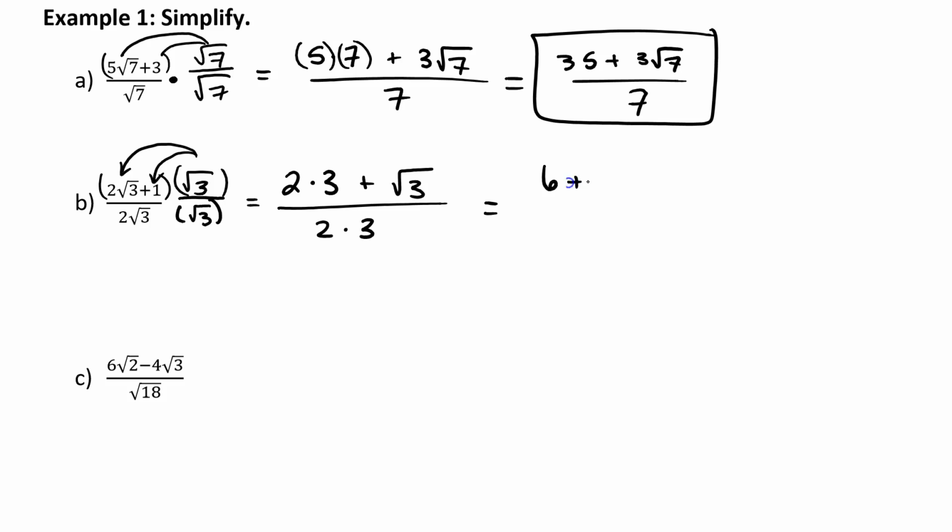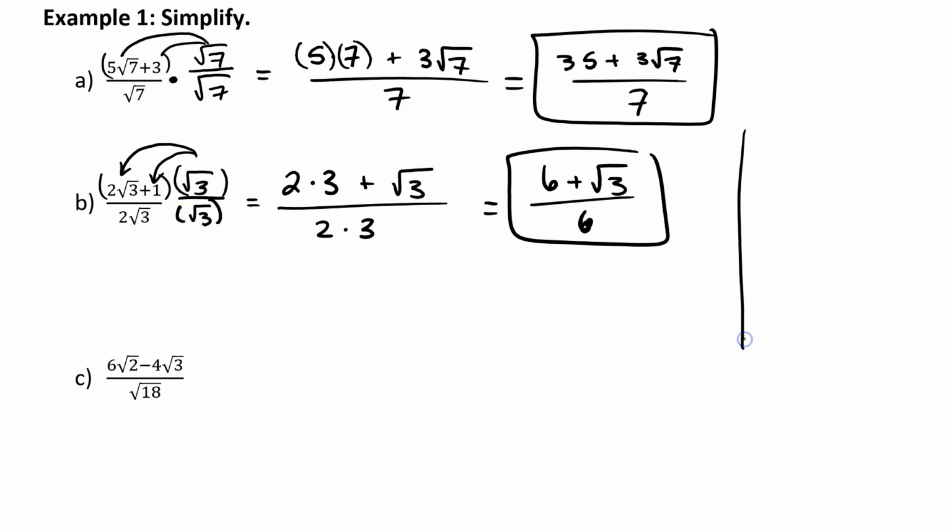So (6 plus root 3) over 6, done. We don't have a radical in the denominator anymore. So say if we multiplied this by 2 root 3. So I'm just going to do kind of like an alternate universe here. What happens if we did multiply by 2 root 3? So 2 root 3 plus 1 all over 2 root 3.